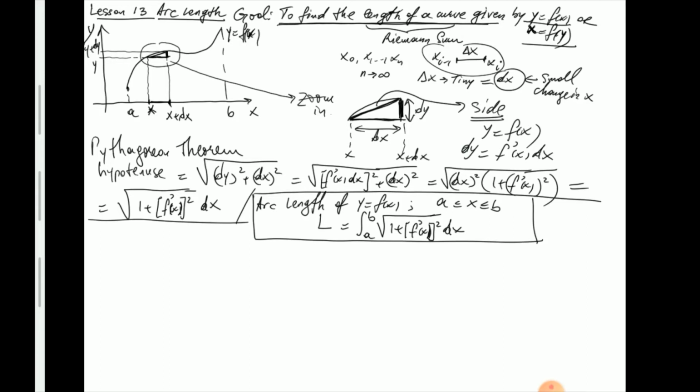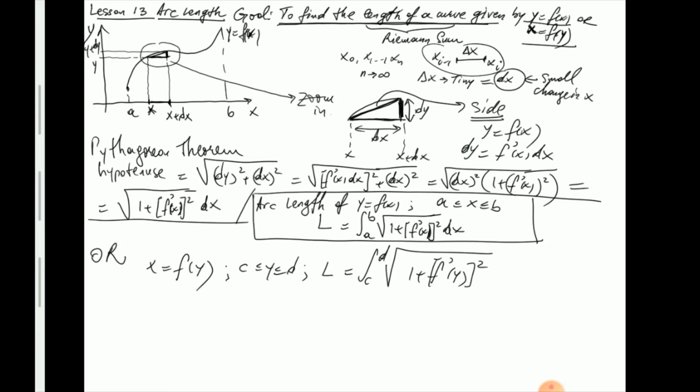The same type of discussion can be made if the function is with respect to y. So I'm not going to, of course, go over this one more time. If you have a function with respect to y, it's really the same idea, except that you have an integral in y. So if x is a function of y, and let's say y is between c and d, then the arc length will be the integral from c to d of the square root of 1 plus f prime of y squared dy.